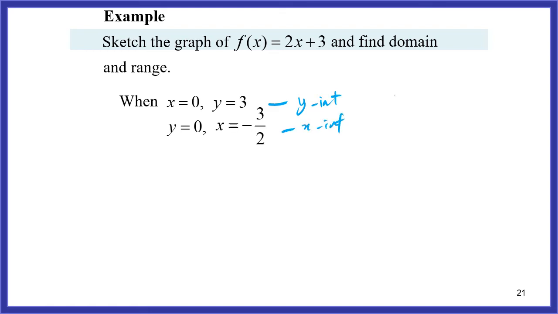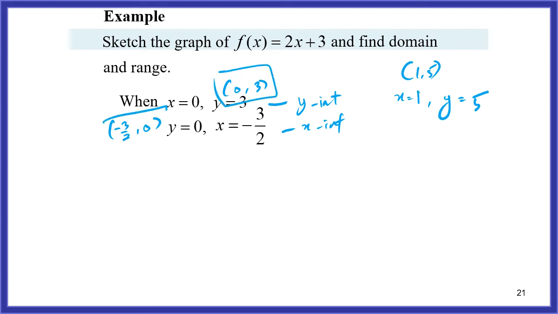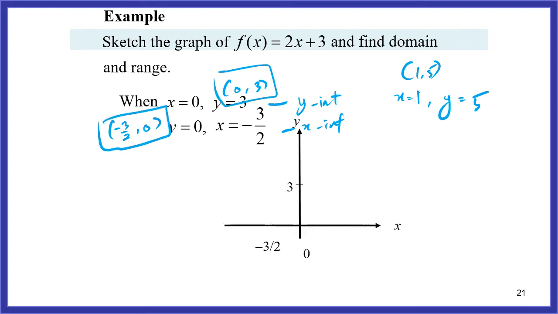You can also take x equal to 1. So y equals 2 multiplied by 1, which is 2, plus 3, so it will be 5. So we have (1, 5). For this example, they use the y-intercept, (0, 3), and the x-intercept, (-3/2, 0). So we use these two points to plot the graph. We put the two points, connect them, and we get the straight line.